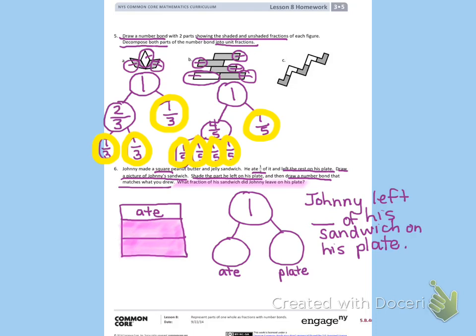Remember, when we have story problems or word problems, we read, draw, write. Those are the steps that you have to take. You finish it up on your own now. Good luck.